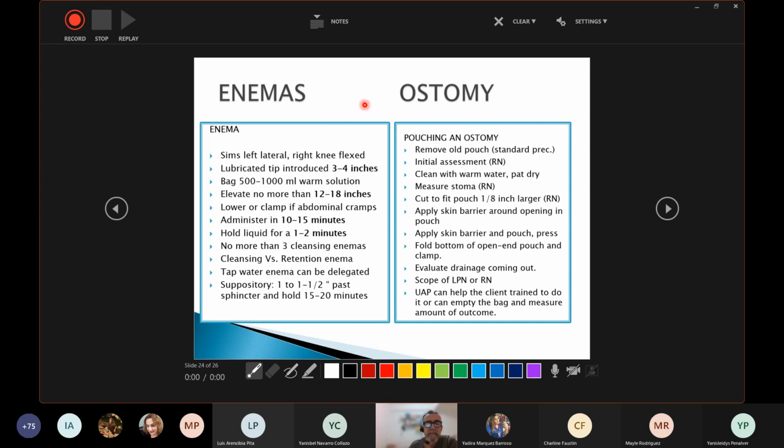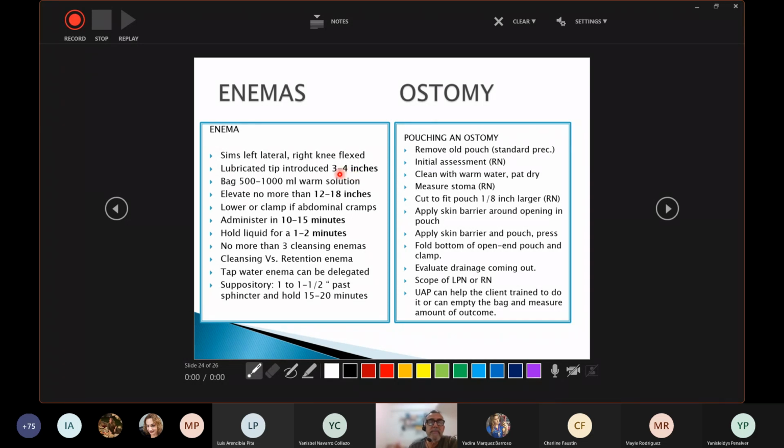For enemas and ostomies, they also ask you to set the steps for doing those procedures. For enemas, remember that it's a Sims position, and Sims position is always left lateral. And as a consequence, if you have a left lateral, the upper leg is the right leg that should be flexed.